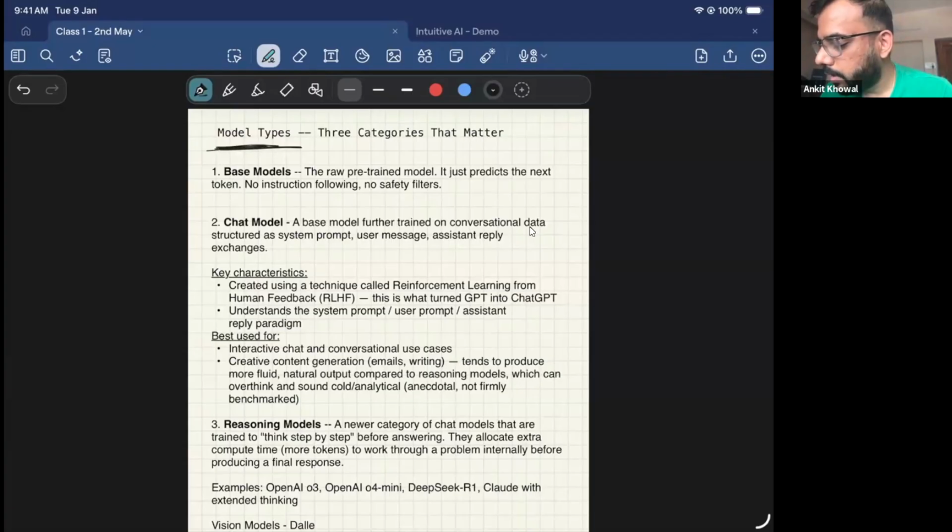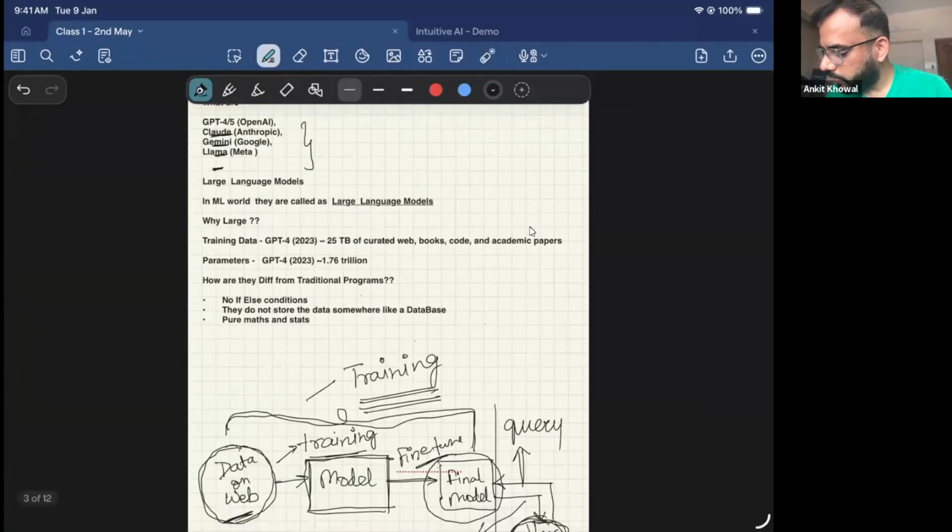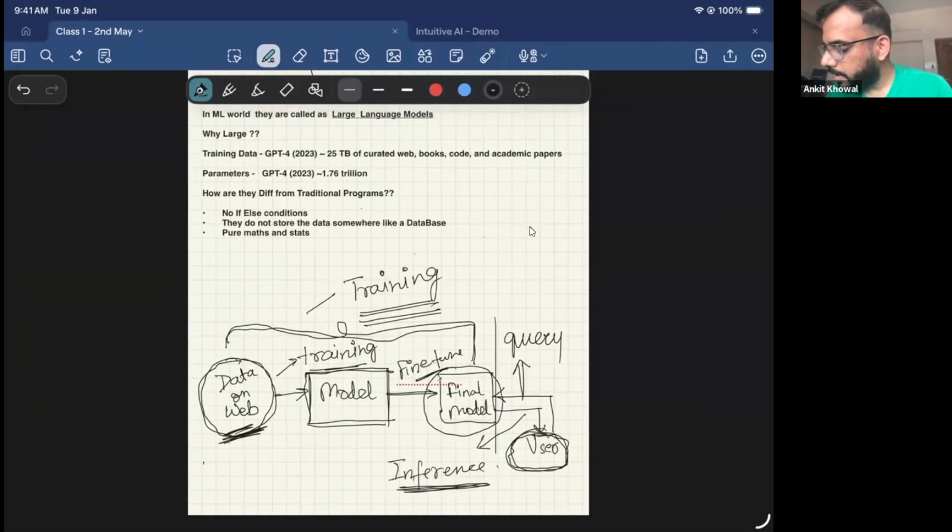This is important to understand the landscape. So what is a base model? We will come across these terms a lot, so that's why I want to cover this. What are base models? What are chat models? And what are reasoning models? There are different kinds of models, and we categorize them. Base models are nothing but, like I said when I covered the architecture, what you get when you take the data on the web and train a model on this data.